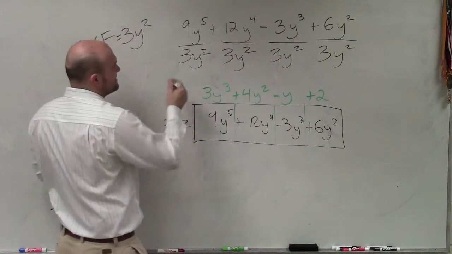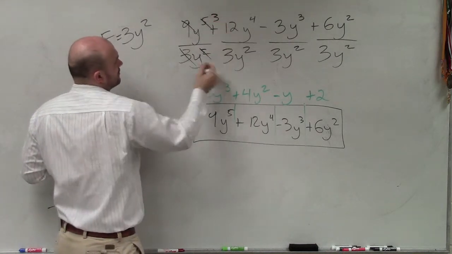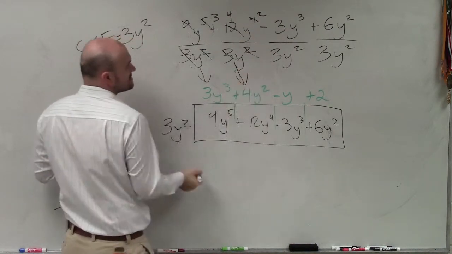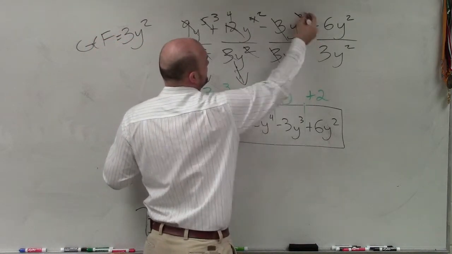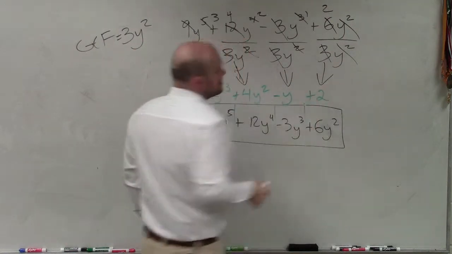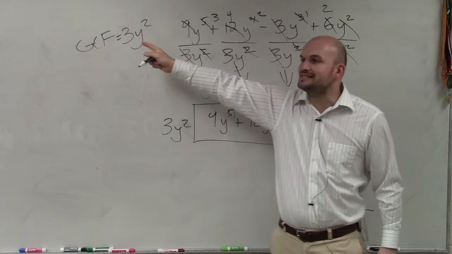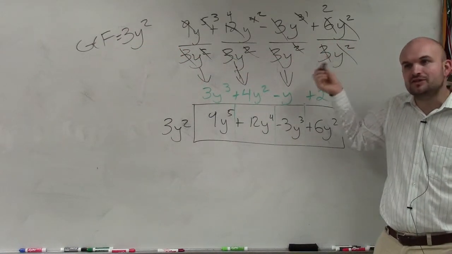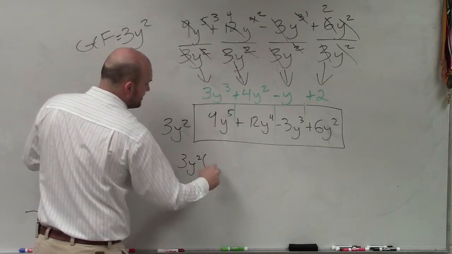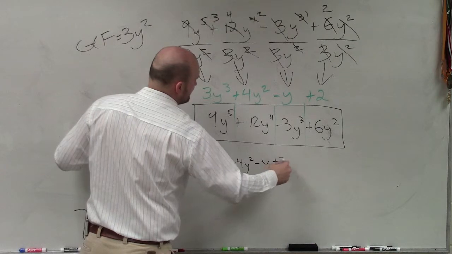In the same breath, guess what happens when I divide each of these terms out? You see that I'm getting the same answer. I don't care if you like using the box method, or you'd rather just identify the GCF and divide each term by it. Either way, you're going to come up with the same answer. So therefore, my final answer is what I multiply by to get my area, which would be 3y cubed plus 4y squared minus y plus 2.